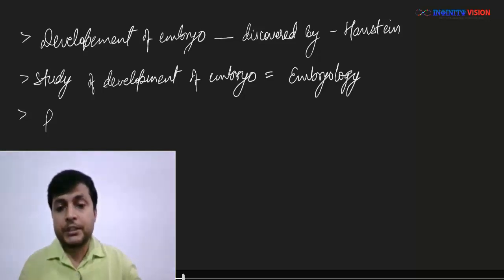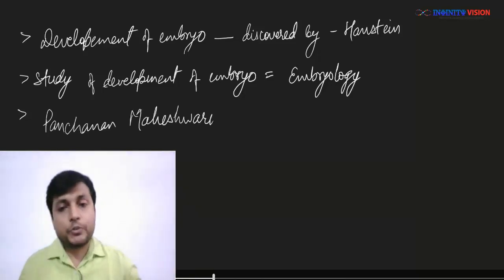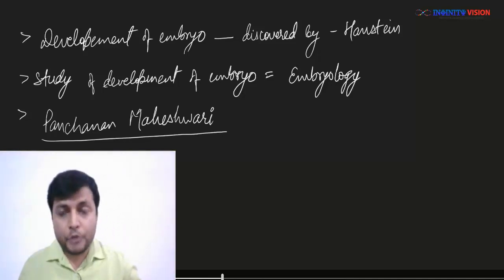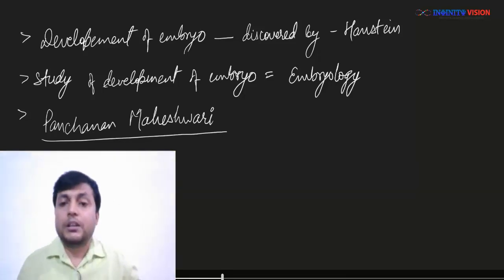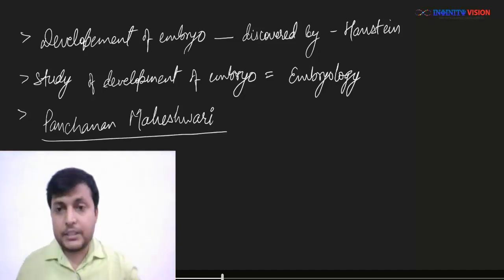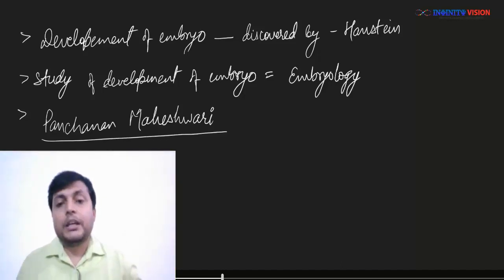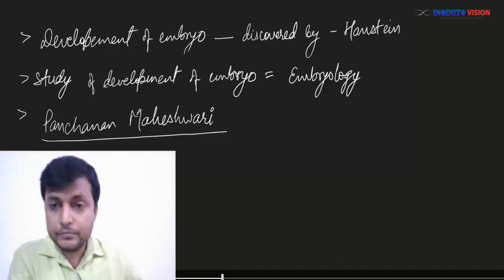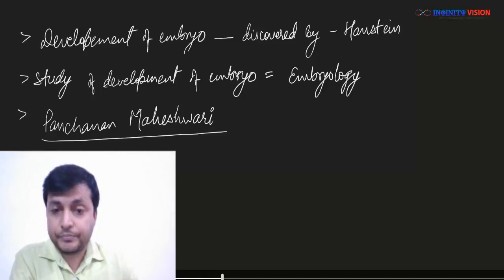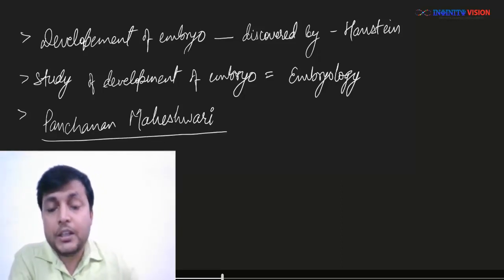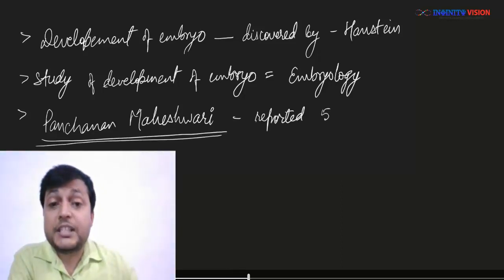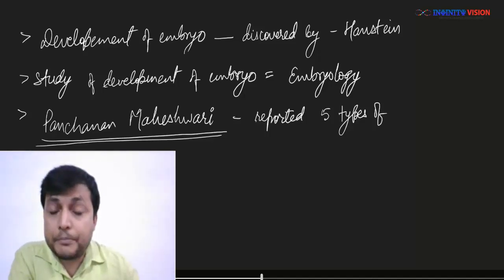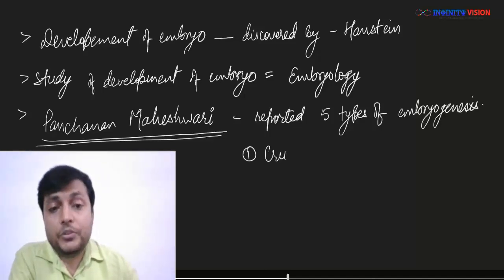Now, the next thing is very important. Panchanan Maheshwari. Do remember, an Indian botanist, an Indian scientist. He is a very recognized scientist. He worked on the embryology of plants, and his work is a milestone. He was the person who discovered different types of embryogeny. He reported 5 types of embryogenesis.